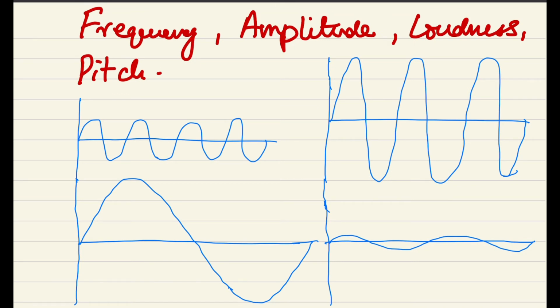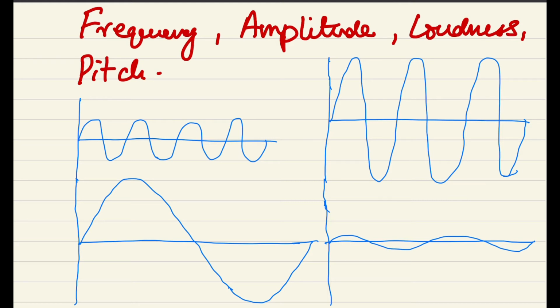The distance of the maximum or the minimum point from the mean position is the amplitude. Now frequency. So frequency is basically the number of cycles passing through a point in 1 second. So if the cycles are close to each other, the frequency will be higher. If the cycle is taking more time, the frequency is lower.